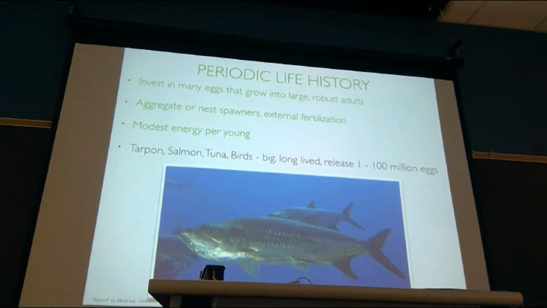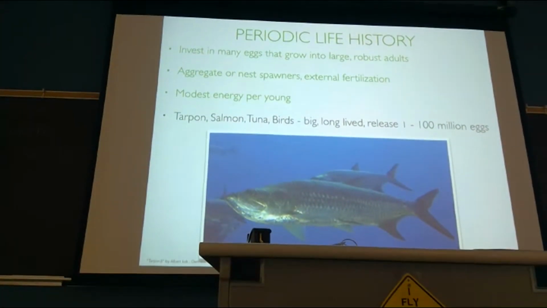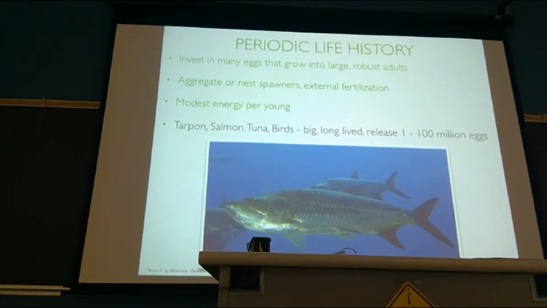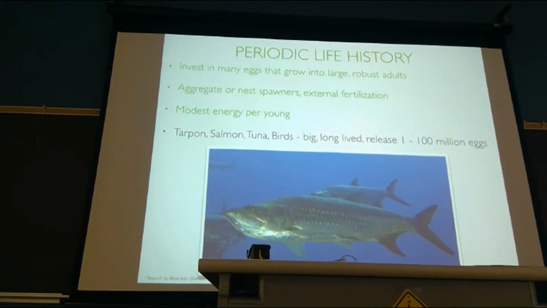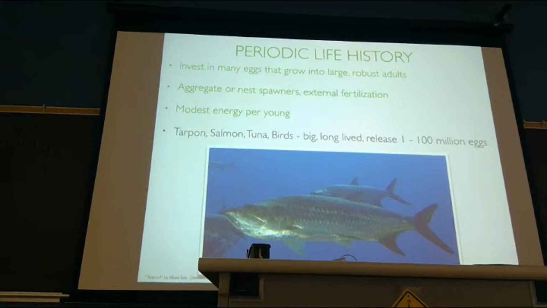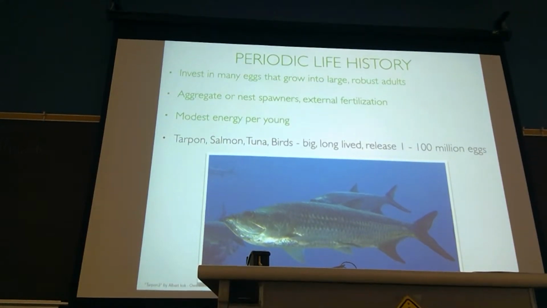You can go the other way too. You can have short-lived organisms that take really good care of a few offspring in order to help them survive. That could be a strategy too. Periodic life history strategists tend to be aggregate or nest spawners. Lots of times they do have external fertilization, but then they're doing a little bit of care for those eggs.